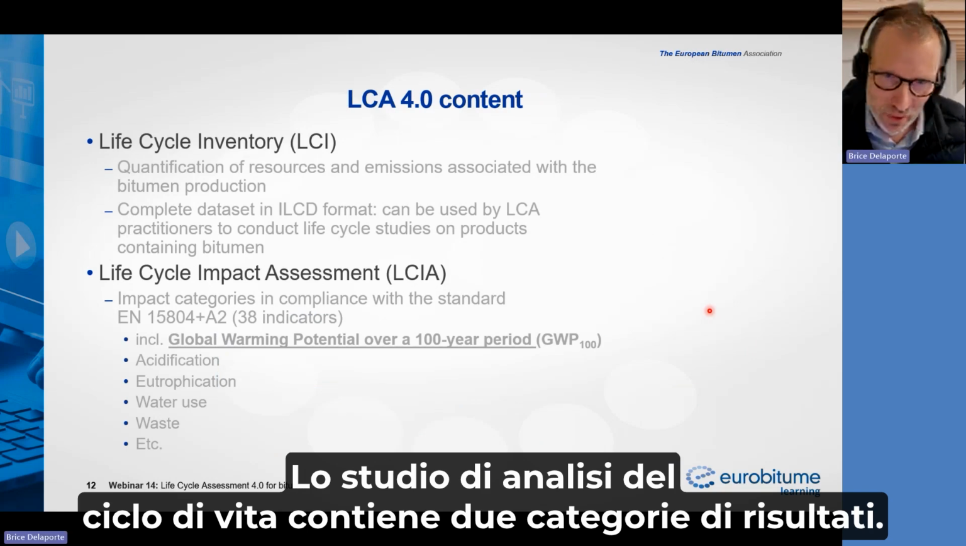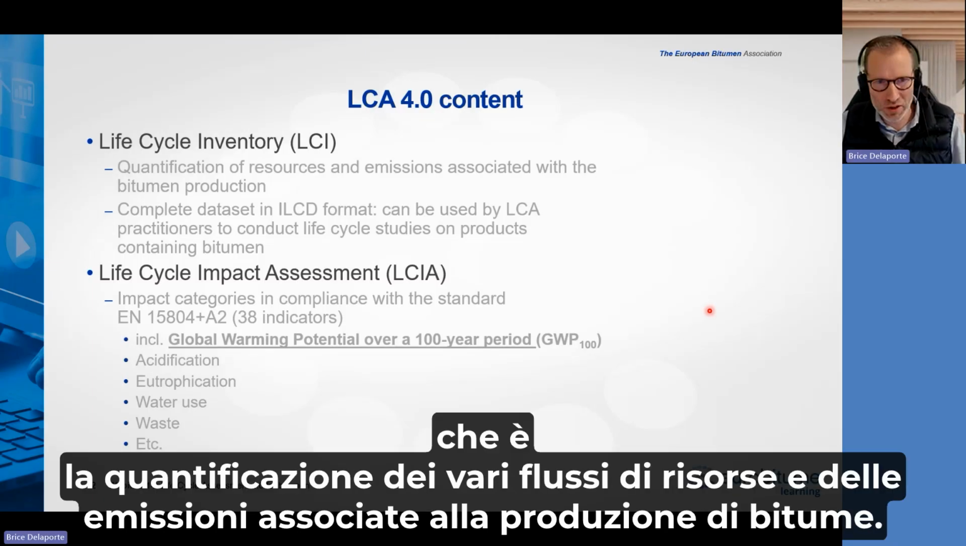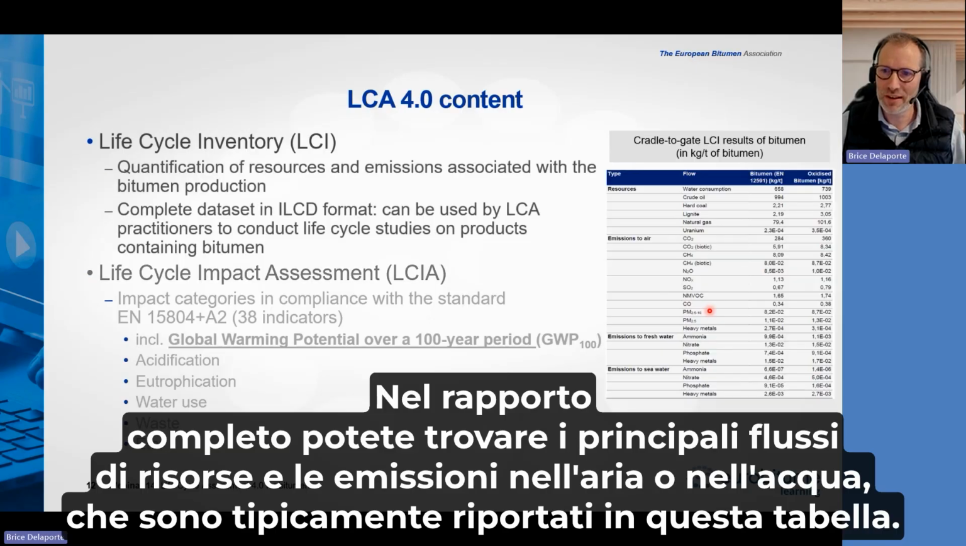The life cycle assessment study contains 2 results categories. First, what we call the life cycle inventory, LCI, which is a quantification of the different flows of resources and emissions associated with the bitumen production. And you can find in the full report the main flows of resources and emissions to air or to water, which is typically this table here.